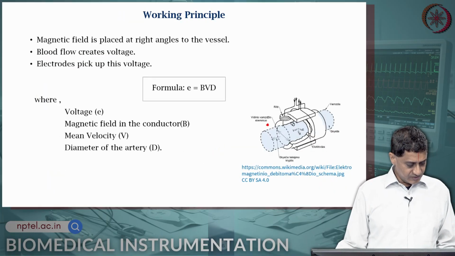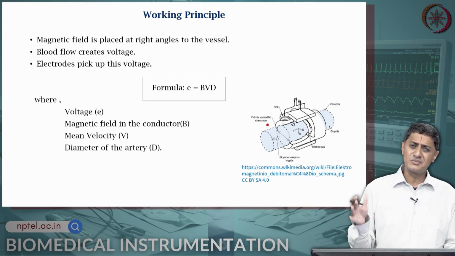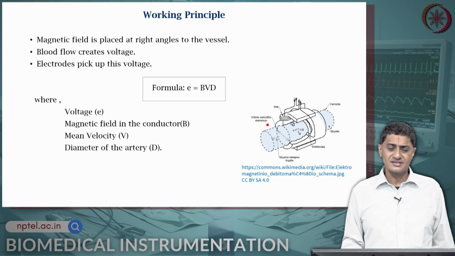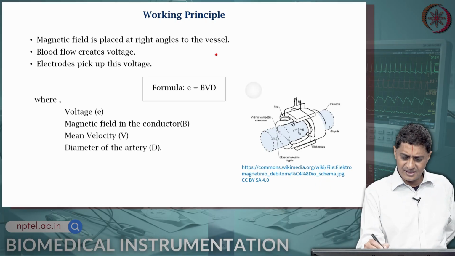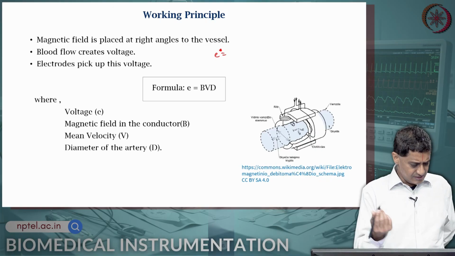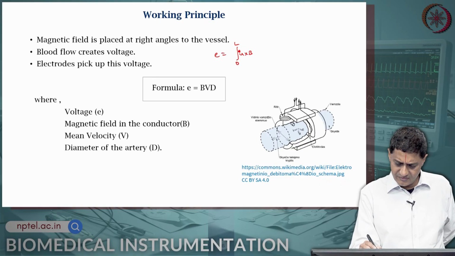So, note that the conductance of blood is comparable to the conductance of saline. I can write the induced EMF E as E is essentially integral 0 to L U cross B vector dot dl.